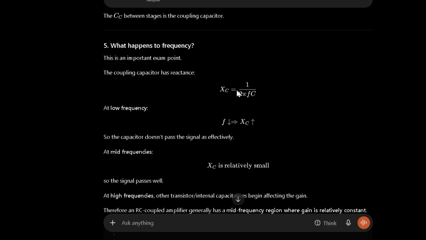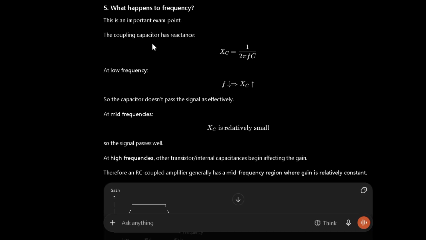At low frequency, as f decreases, Xc increases, so the capacitor doesn't pass the signal as effectively. At mid frequencies, Xc is relatively small, so the signal passes well. So the resistance of the capacitor is low at mid frequencies. As frequency decreases, Xc increases, and the capacitor doesn't pass the signal effectively.